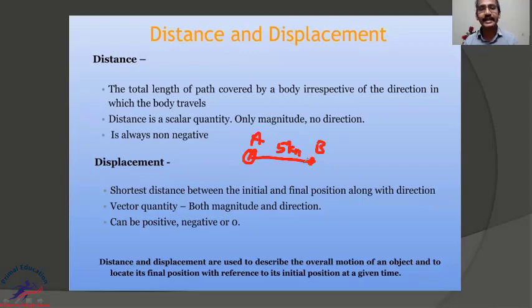If it is in a straight line, distance is equal to displacement. In this case, this displacement is positive. Clear? Now, when it is negative, you know there are some push buttons, push switches, motor switches.